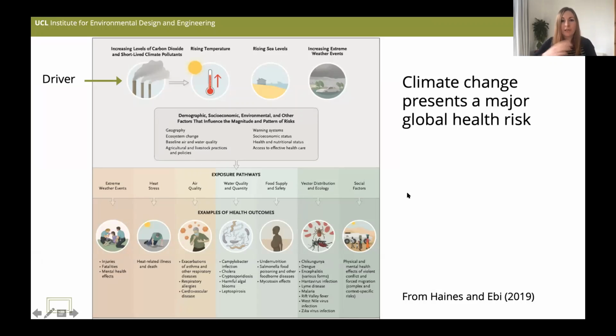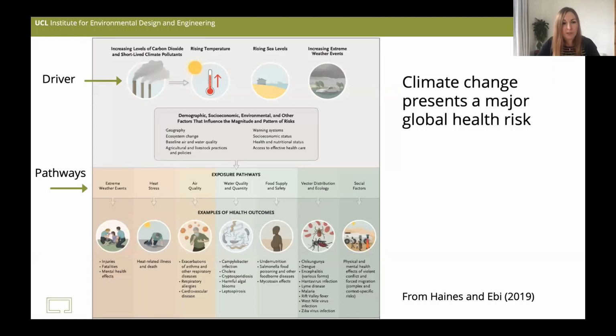This figure here summarizes the relationship between climate change and health. Our main driver of climate change is increased levels of greenhouse gases, such as carbon dioxide, which are mainly a result of human activity. And this leads to rising temperatures, rising sea levels, and other types of extreme weather events. This kind of change to our climate then affects humans through a number of different exposure pathways, and some of these are more direct than others.